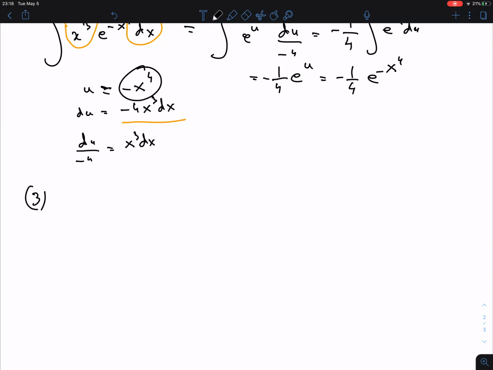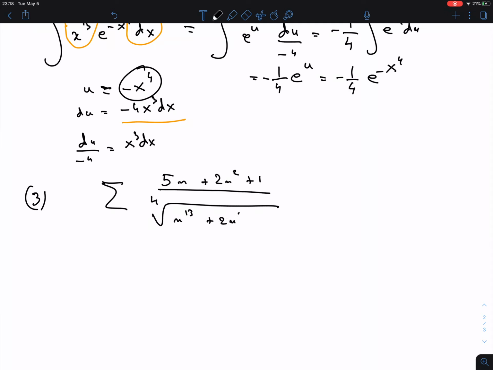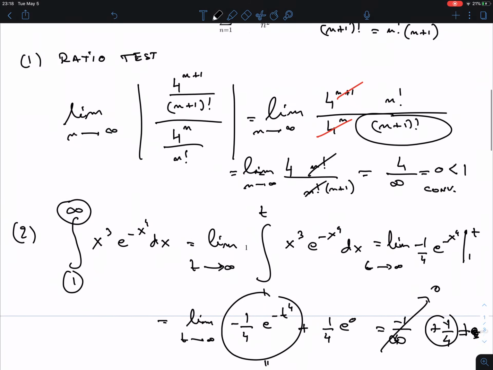Okay, so sorry, summation of 5n plus 2n squared plus 1 over the 4th root of n to the 13 plus 2n to the 7th plus 1. I got that right? Not double checking here.